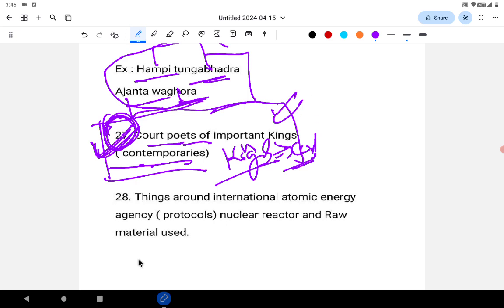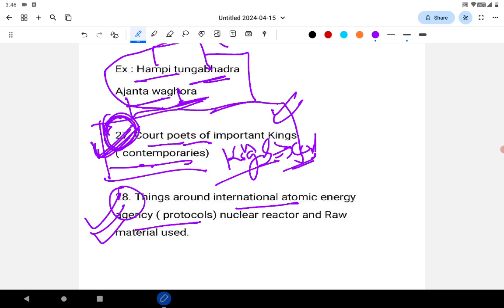Please remember that. Next, while studying, if you come across the International Atomic Energy Agency or its protocols, please give importance. This question is very important. UPSC has asked this particular question two to three times. The protocols related to the International Atomic Energy Agency, please give importance to that.